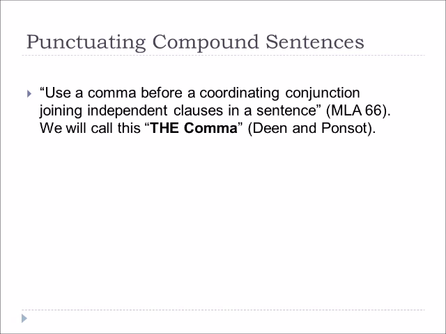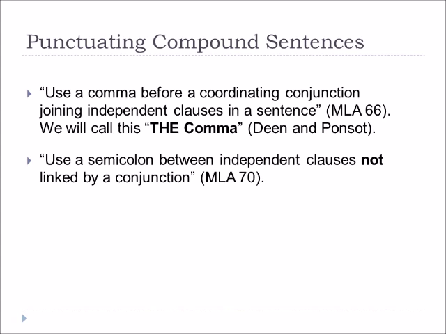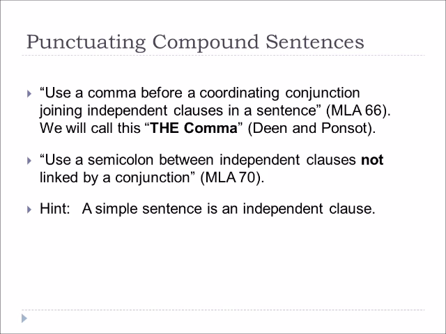However, in some cases, we can use a semicolon when we're forming a compound sentence. The Modern Language Association says use a semicolon between independent clauses not linked by a conjunction. Not linked by a conjunction. So if we are using a coordinating conjunction, we need a comma. If we are not going to use a coordinating conjunction, we use a semicolon. And just a reminder, a simple sentence is an independent clause.